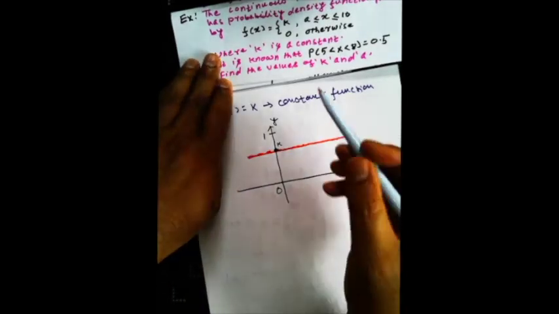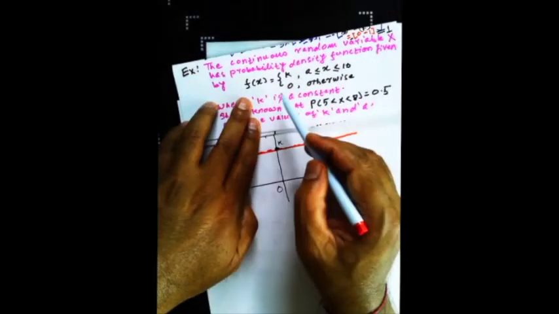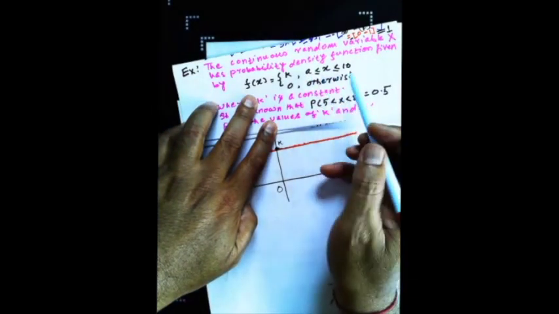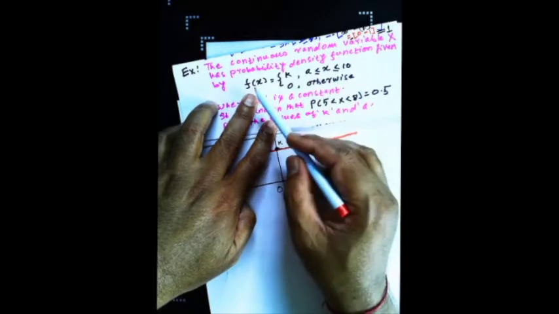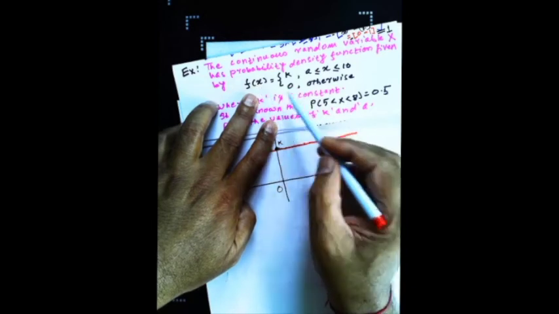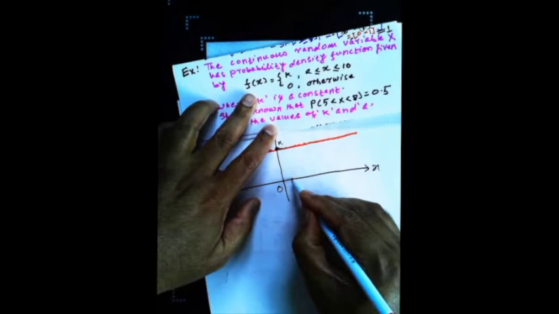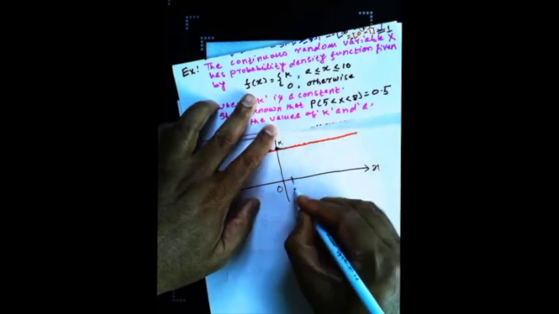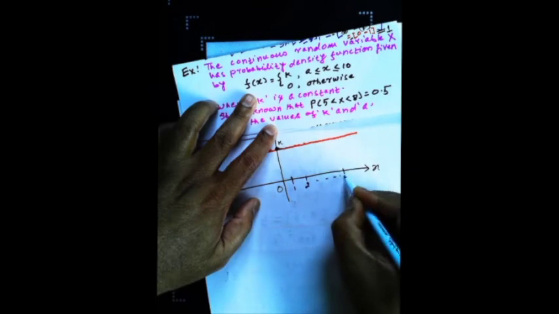Statistically, if you say that f(x) equals k, we can say that f(x) equals k between a and 10 only. If you are talking about something beyond that, this f(x) doesn't exist there. Therefore, we call that f(x) equals 0 otherwise. So if this is 1, and then this is 2, up to 10 is here.